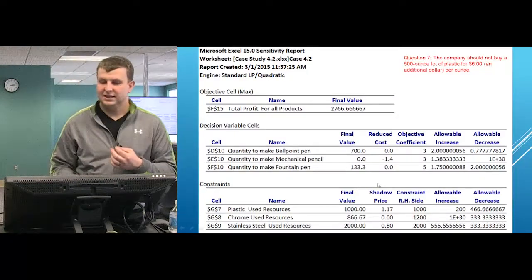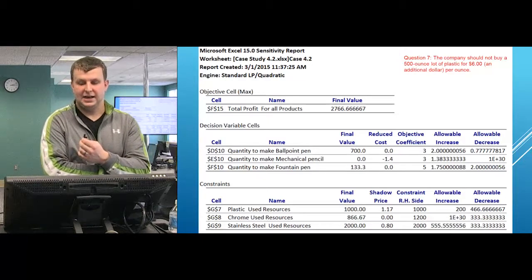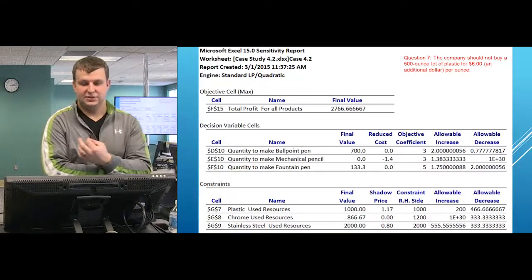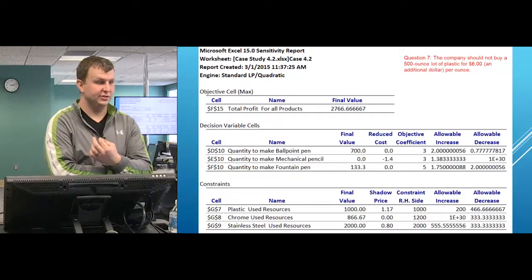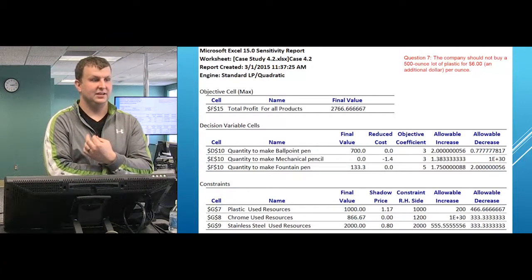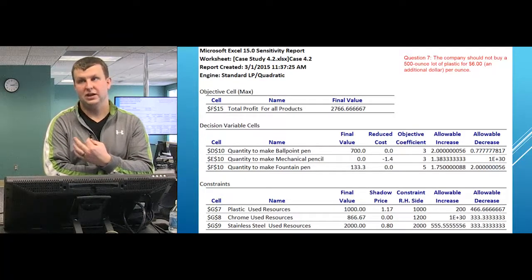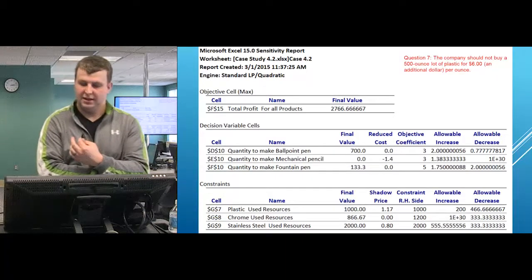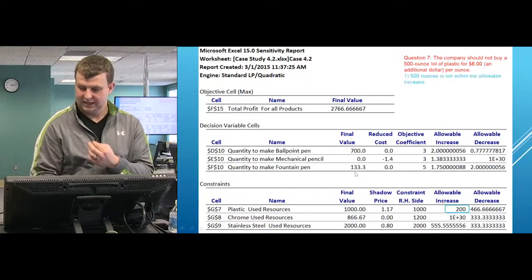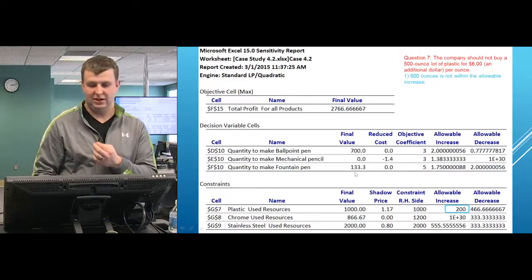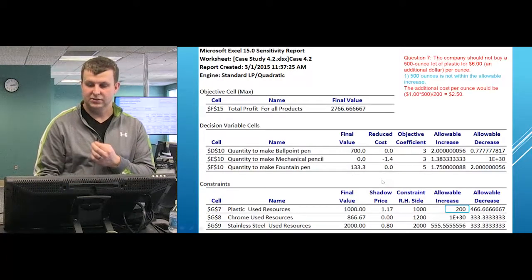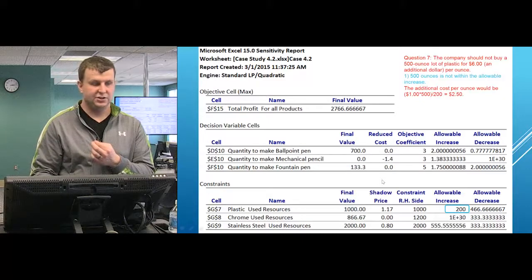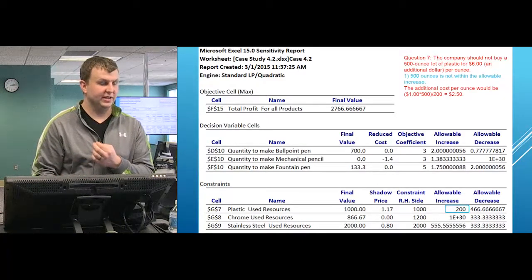So question 7, the question is, should the company buy 500 ounces for $6 or an additional $1 per ounce, meaning that it's a $1 increase to their total cost, so $1 less profit? And the answer to that is no, they shouldn't. The reason is that 500 ounces is not within the allowable increase. And so if we do that, we find out that the additional cost, we will only increase by that 200, because then we'll run into other constraints, so it won't help us.